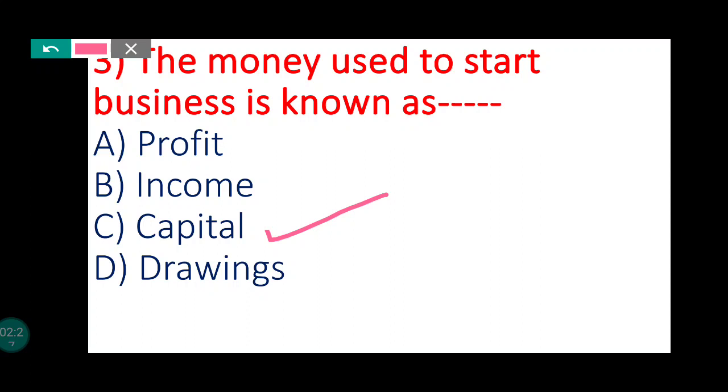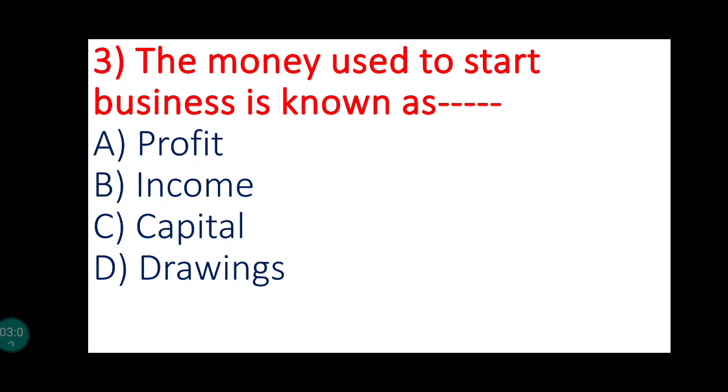Other options are given like drawing. Drawing means what? It is an amount of cash or goods taken from business by the proprietor for his or her personal use. So that is also wrong. So here the correct option is capital. Capital is the money used to start the business. It is an amount invested in the business by its owner. It may be in the form of cash, goods, or any other assets which the proprietor invests in the business.